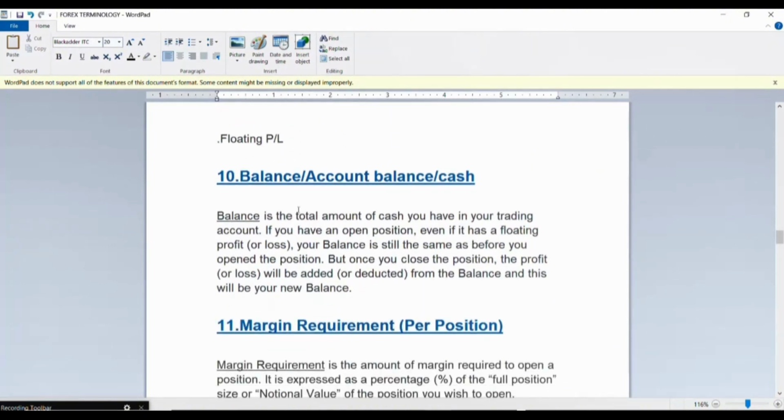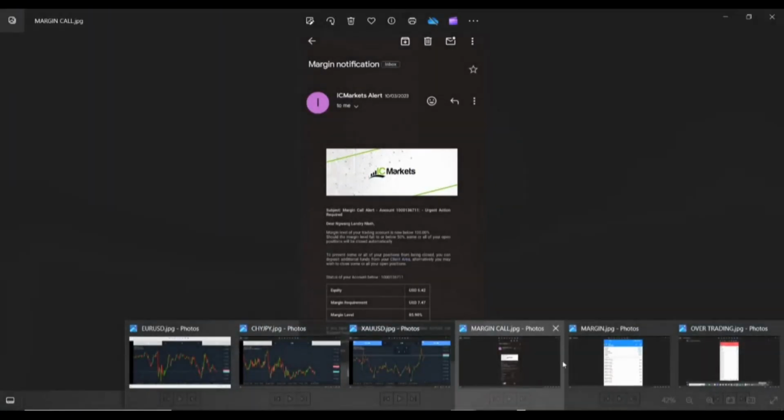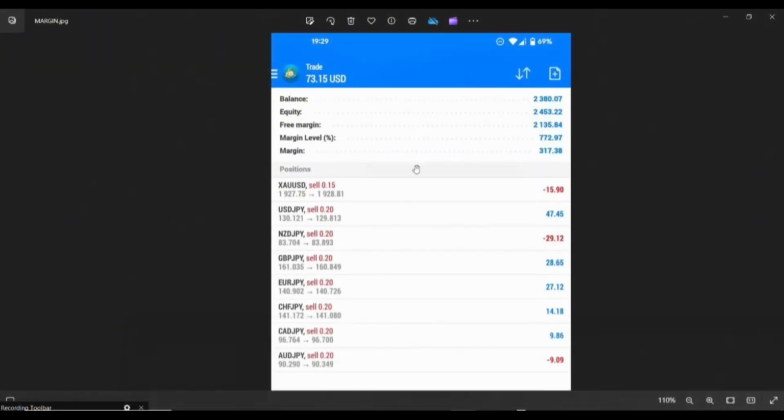Let's look at balance. Balance is simply your capital, the capital that you come with in the market to trade. If you are depositing $100, that is your balance. If you are depositing $10,000, that is your balance. If you are depositing $1 million, that is your balance. When you create an account, you are going to have this. This is your balance, also called account balance. This is it, 2,380. This is my account balance. Simple. It is simply the money that you have deposited in your account so that you can use that money to trade.